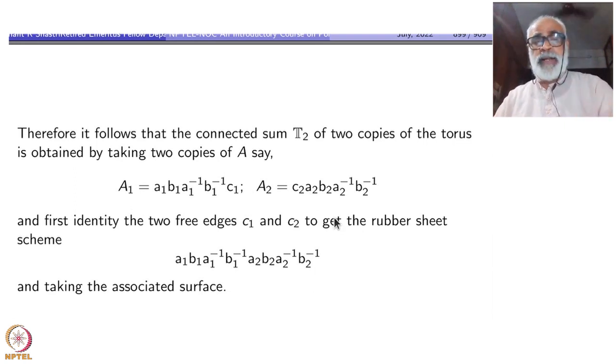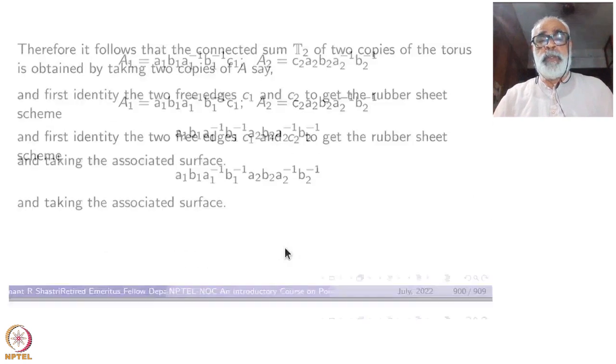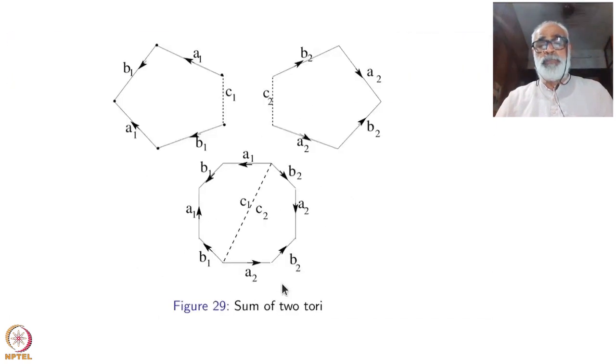This is one disc, this is another disc, but they have a common edge now on which we have identified. So the entire thing becomes one single disc. C1 and C2 go into the interior and you get A1, B1, A1 inverse, B1 inverse, followed by A2, B2, A2 inverse, B2 inverse. Okay, this is the picture. So C1 and C2 have been brought together here in this picture.